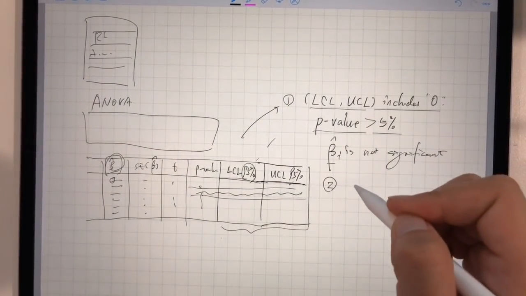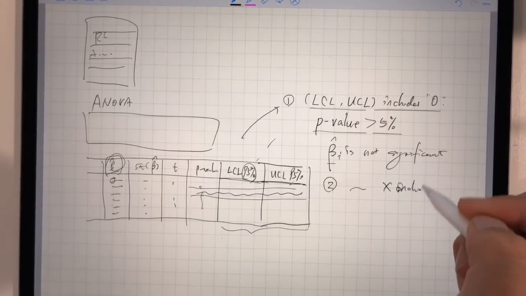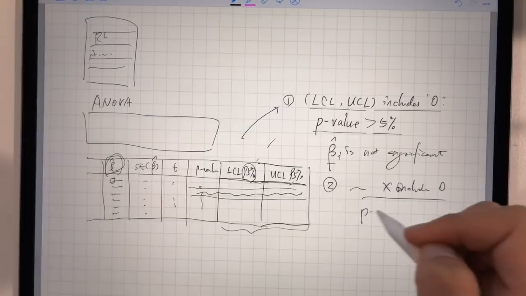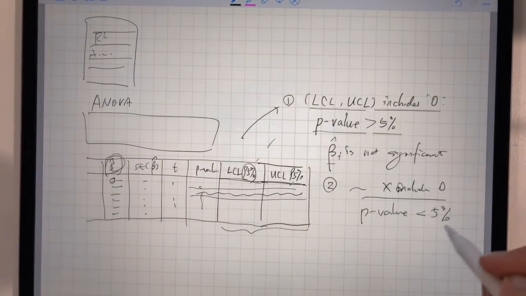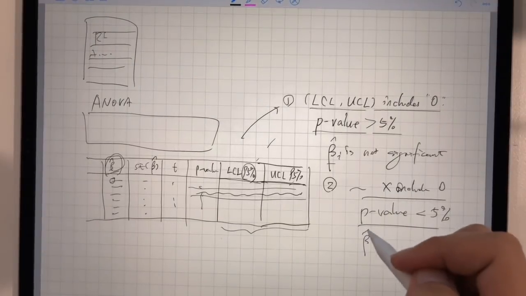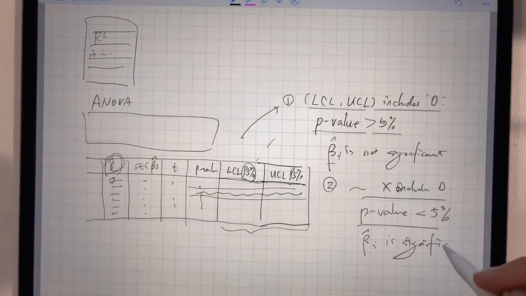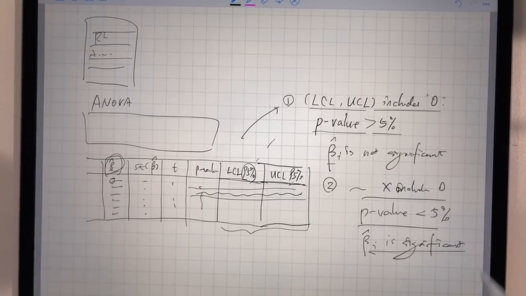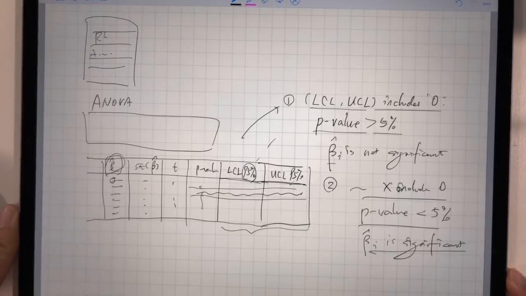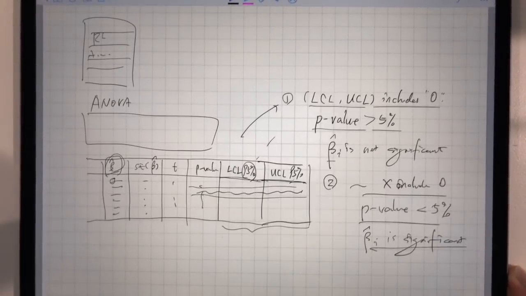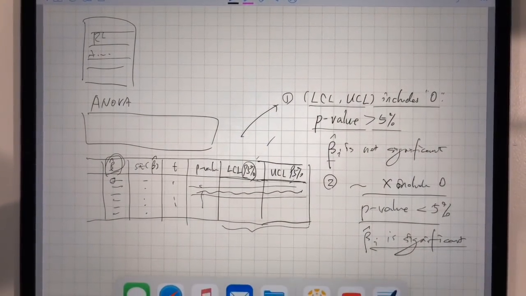So again, if this interval does not include 0, then you probably know the p-value must be less than 5%, and the beta hat here is what? Significant. Okay, beta is significant. Hopefully this answers your question, okay? If you are asking about another LCL or UCL, just let me know, all right?